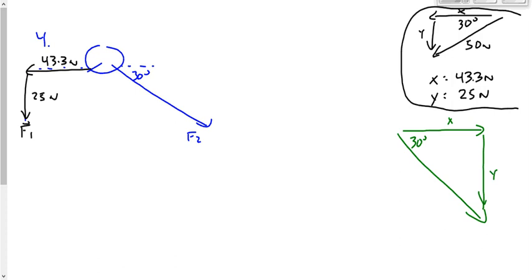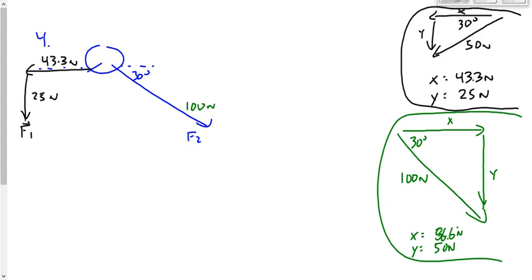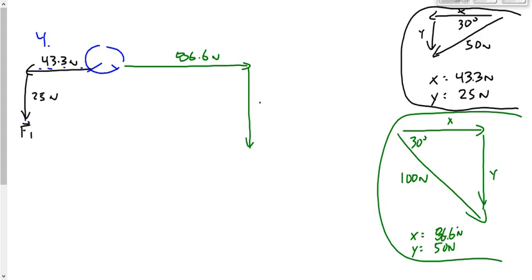And my number here, my hypotenuse, what was it? 100 newtons? The X component is the adjacent side, so we're using the cosine function. Gives me a value of 86.6 newtons. And the Y component using the sine function is 50 newtons. So box that off. And if you want, redraw it so that we have 86.6 newtons over this way, and we have 50 newtons down this way. We're going to call this one F2.